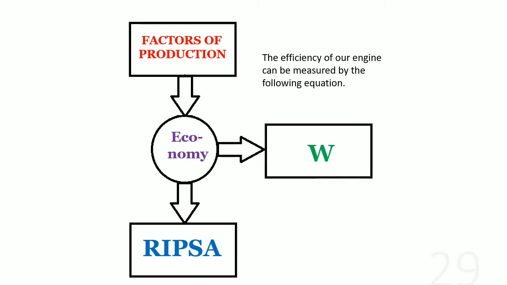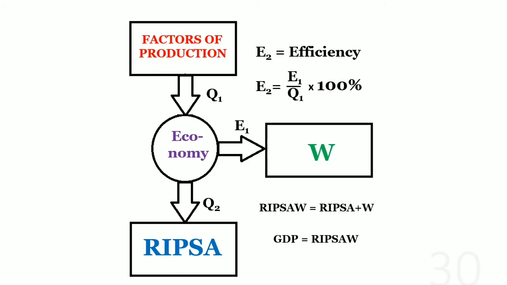The efficiency of our engine can be measured by the following equation. GDP equals RIPSAW, or RIPSA plus W. Efficiency equals E1 over Q1 by 100%.